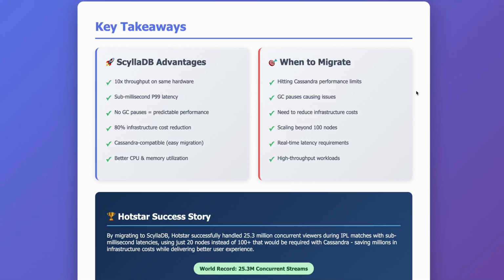When should you migrate? When you're hitting Cassandra performance limits. When garbage collection pauses are causing issues. When you need to reduce infrastructure costs. When you're scaling beyond 100 nodes. When you have real-time latency requirements. Or when you're running high-throughput workloads.